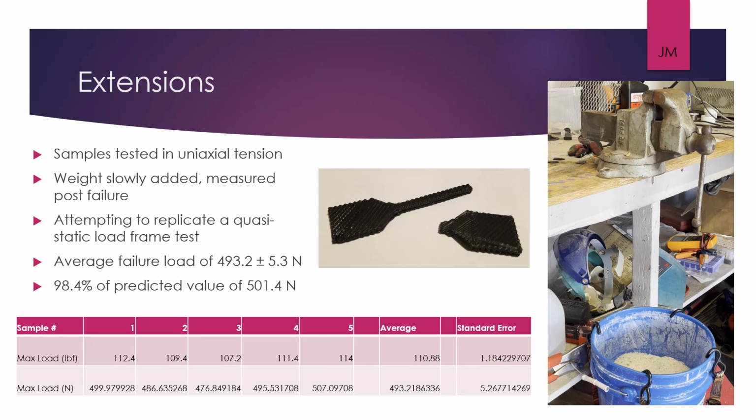And this average failure load was looking at around 493.2 plus or minus 5.3 newtons, and we had about 98.4% of predicted value of a 501.4 newton prediction. And below that is just a breakdown of our various trials. You'll see we have 5 separate trials that we ran during this test, and there was an average of 110.88 pound failure, and the standard error is looking at about 1.18, which is pretty great. I would say so myself, and this was just basically the testing process that was behind the scenes of this analysis.